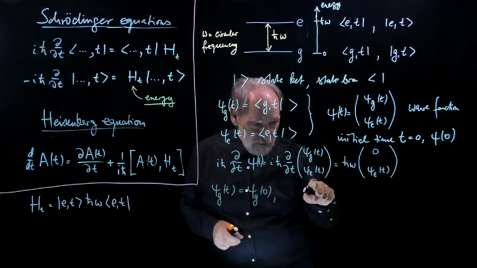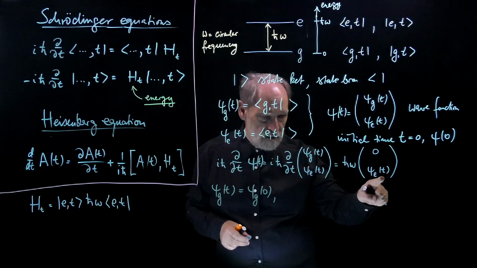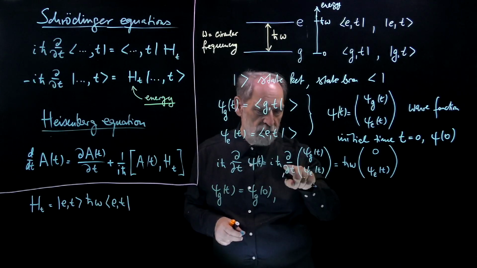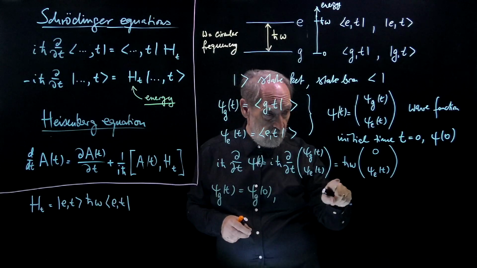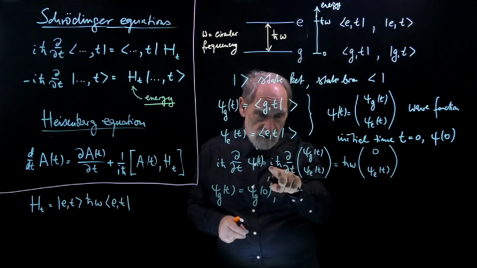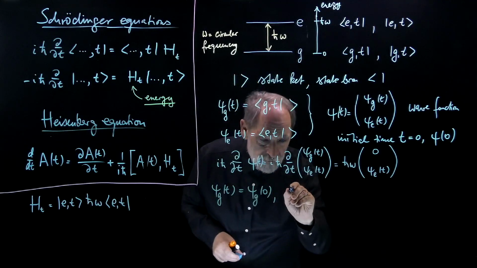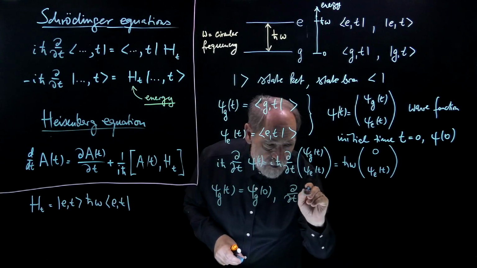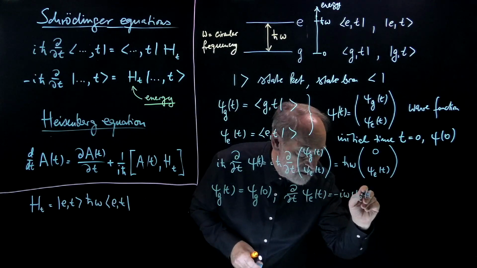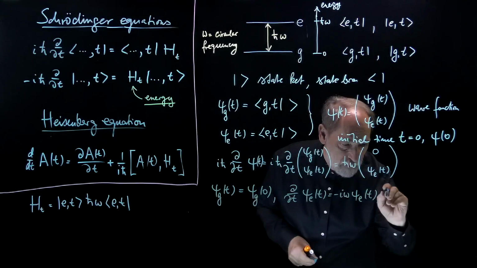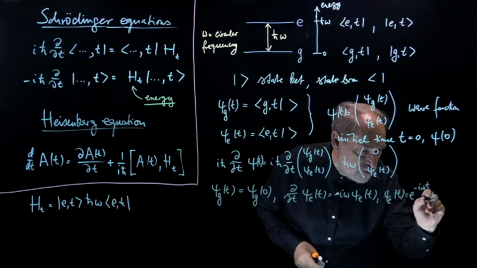Now for the excited state amplitude, we have i h bar times the time derivative equals h bar omega times the function itself. So the h bar can be cancelled. This is one of the reasons why we measure the energy in units of h bar. And then we have an i left over here, which I get rid of by multiplying the whole equation by negative i. So after we have done that, we have the time derivative of psi e of t equals negative i omega psi e of t. And this has a simple solution too, namely psi e of t is equal to e to the minus i omega t, times its value at time 0.